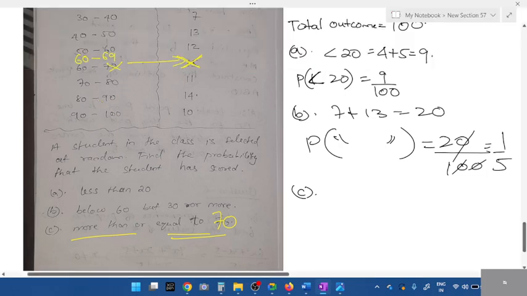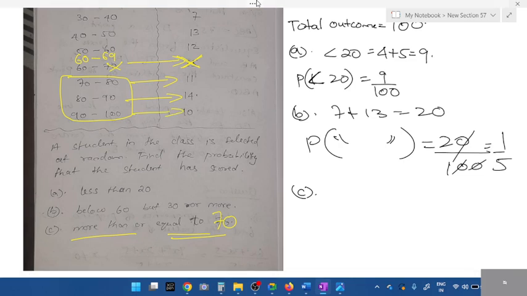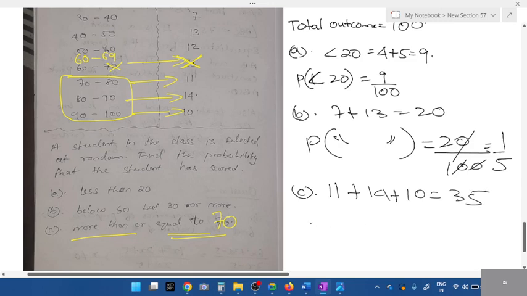More than or equal to. More than meaning is how much? Everything, right? Everything. So 11 plus, very good. 11 plus 14 plus 10. What's the answer? 30. Very good.